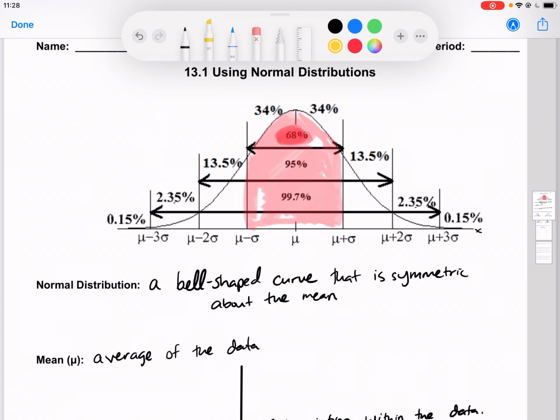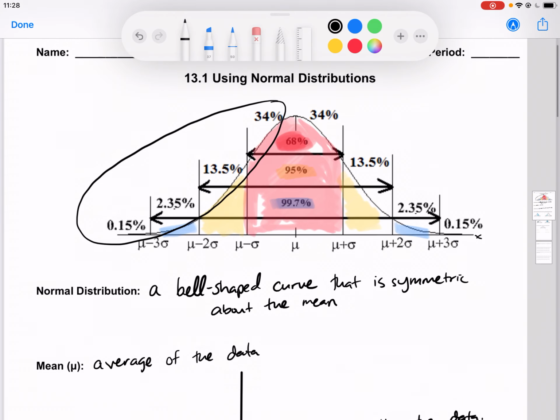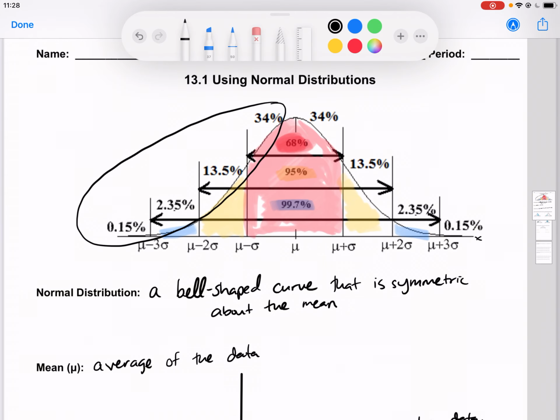Then you go to the next section, and if you include all the way out to 2 standard deviations, you're going to get 95% of your data. If you go out 3 standard deviations, you'll get 99.7% of your data, and then the rest of it would be the remaining 100%. You'll notice that there are these smaller percents along the sides, and because it's symmetric, they're the same numbers on the other side.